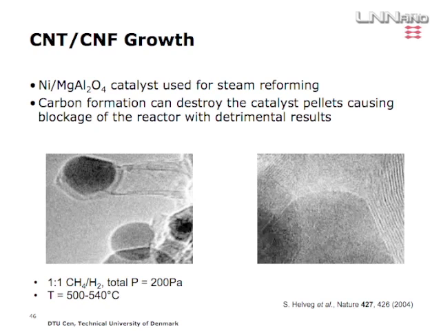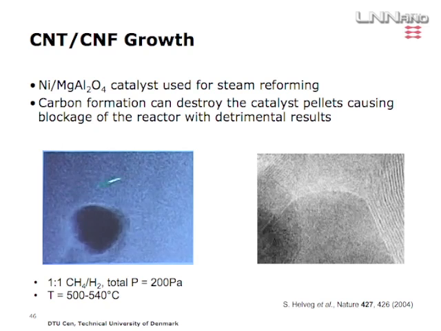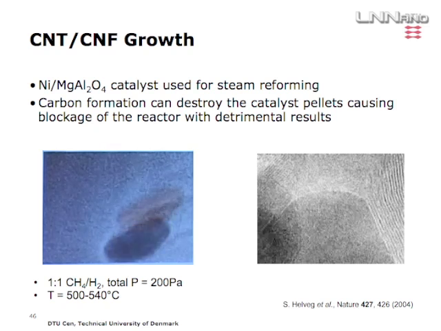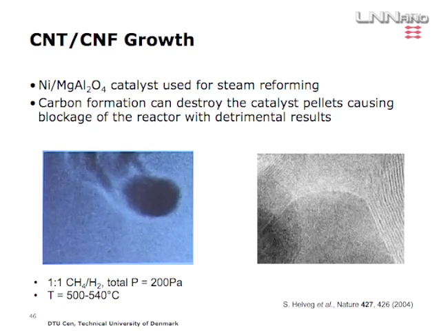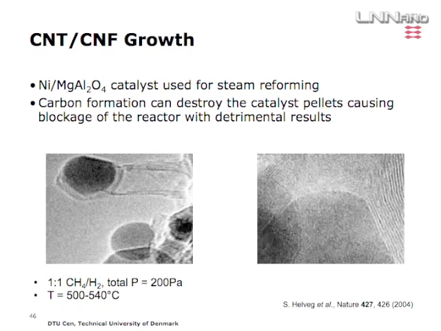So people don't really like to have this carbon formation inside the reactor. But it's quite interesting to see how these can form nanotubes. This should be a movie here. So you can see this is a nickel particle in a steam reforming reactor, and you can nicely see how you form a nanotube here. And this is in a 1-to-1 methane hydrogen mixture at 200 Pascal pressure at about 500 to 540 degrees C.